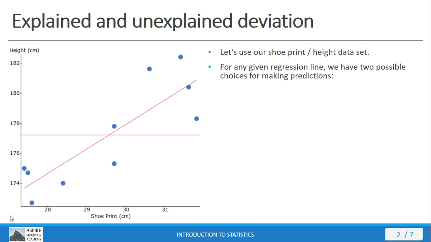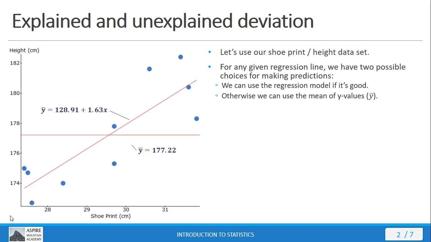And for any given regression line, we're going to have two possible choices for making predictions. And we've seen this before. We can use the regression model if it's actually good enough for making predictions. If it's not good enough for making predictions, then we can just use the mean value of the y. So we've got our two lines there, and you can see the equations for those lines there on your screen.